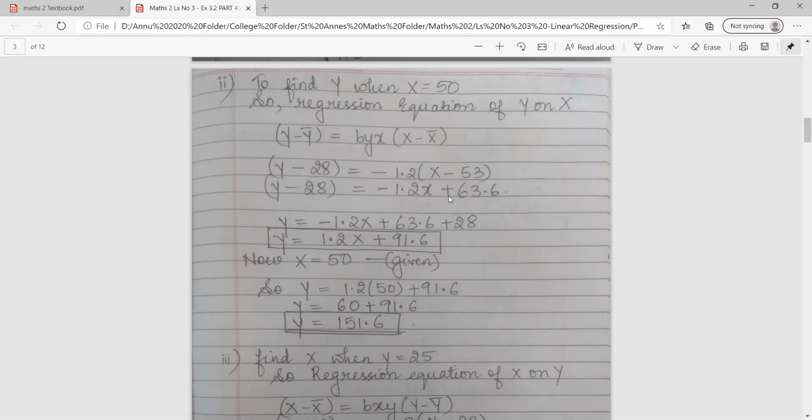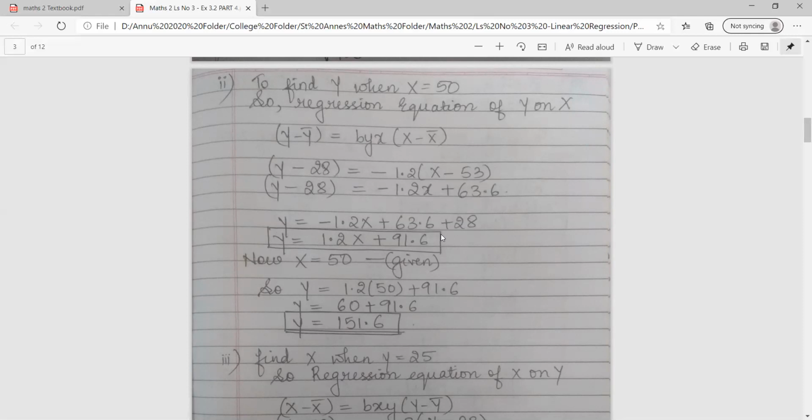Minus into minus will give you a plus 63.6 on multiplication. Then I have brought minus 28 from here to that side and it will get plus over here. So adding 63.6 to 28, I get 91.6. So you got your first regression equation of y on x.